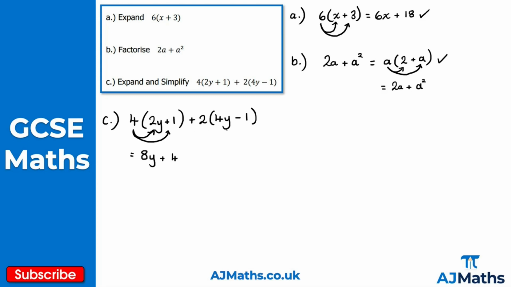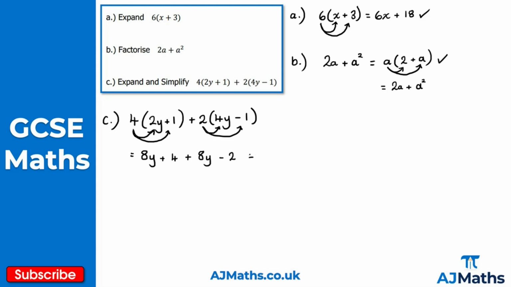We now repeat this here with the second bracket. So take the term on the outside, which is this 2 here, and times it by each term inside the bracket. So 2 times 4y, that would give us 8y again. And then 2 here, times minus 1, and that would give me minus 2 there. Okay, so we get minus 2 there. So now what I've got here is everything expanded. So what I need to do now is just simplify.